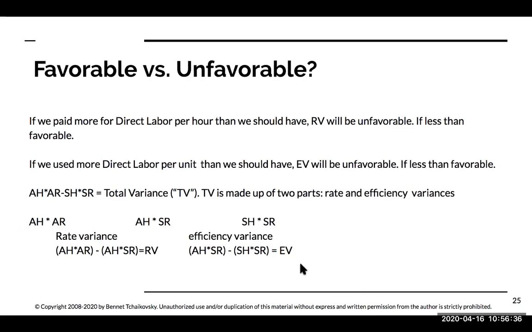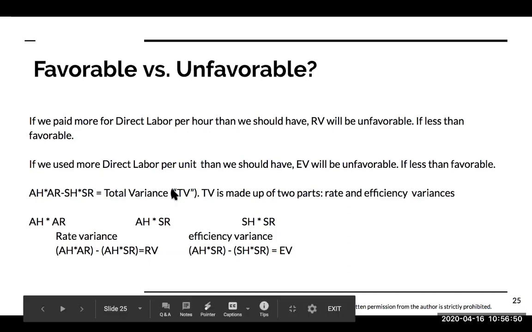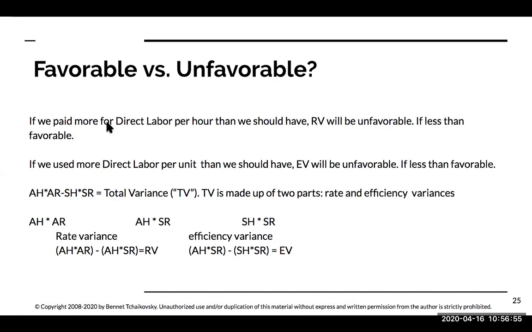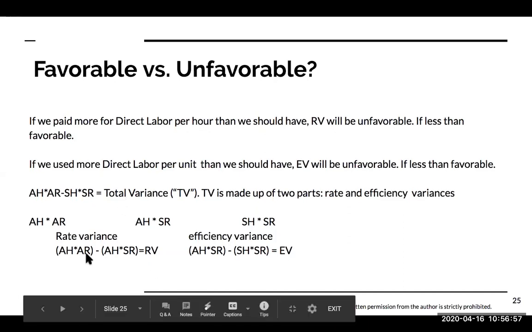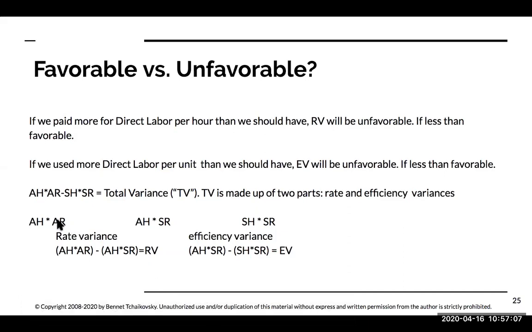Okay, in terms of favorable versus unfavorable, let's remind ourselves: if we paid more for direct labor than we should have, the rate variance, basically the overall variance, will be unfavorable. That's what we want to look at first. If I paid more per hour than I should have, this is going to be unfavorable. If I use more hours than I should have, this will also be unfavorable. But again, the first thing I want to do is compute that total variance.